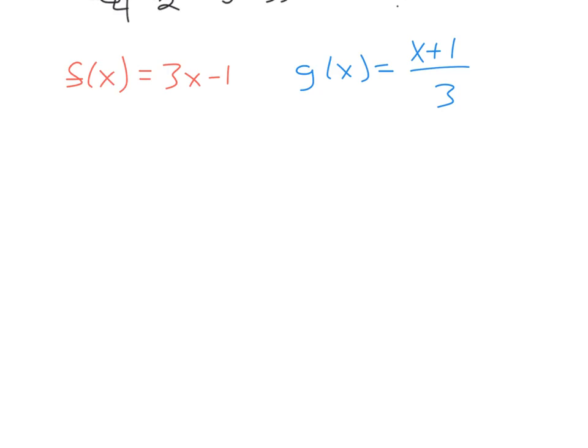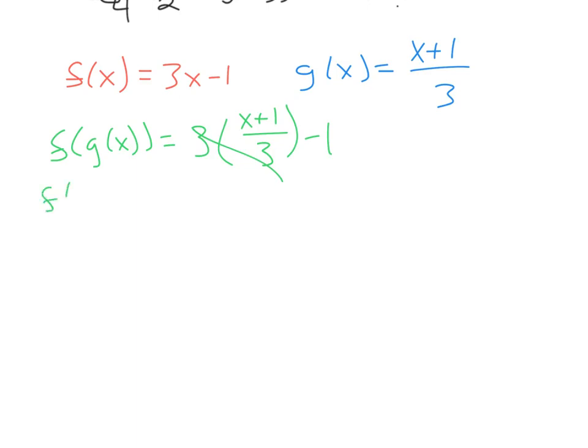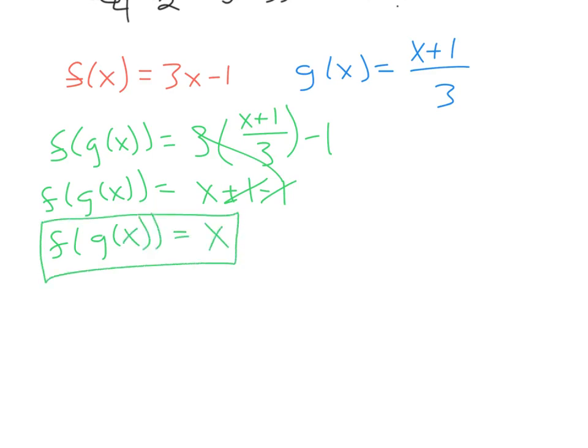So I've got, and I'll do this in maybe a different color, f composed of g of x. And so now that gives me 3 times x plus 1 over 3, and then minus 1. So the 3's will go away, and then I've got x plus 1 minus 1, and so these will simplify, and this is equal to x, okay? So since that is true, then yes, they are inverses of each other, but let's also just double check the other side, okay? See if it works for both.